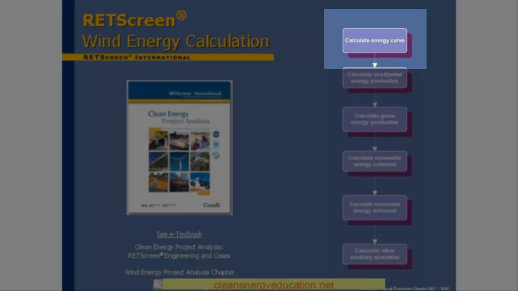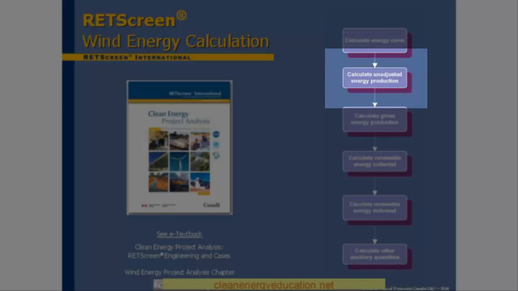First, RETScreen combines the wind speed distribution with the power curve of the user-selected turbine to generate an energy curve giving the turbine's annual production as a function of average wind speed. RETScreen includes a database of power curves for many different turbines, which relate the power output of a turbine to the wind speed.